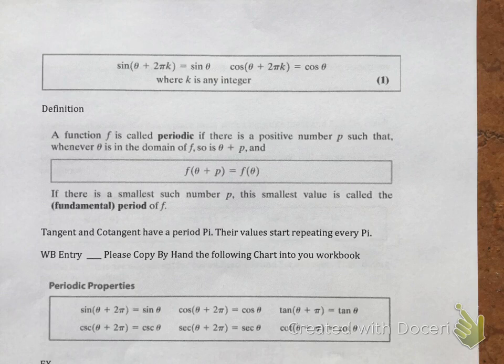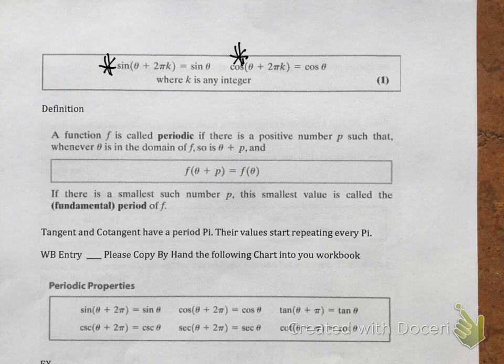Okay, so this definition here that I just starred, these two are just saying that your values are repeating themselves after 2 pi, so you can revert back to the first, second, third, and fourth original quadrants to find the values. Okay, a function f is called periodic if there is a positive number p such that whenever theta is in the domain, we can add the period to it and get the original value.